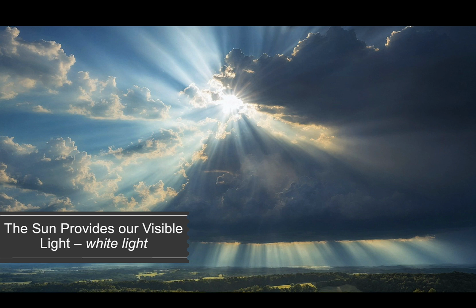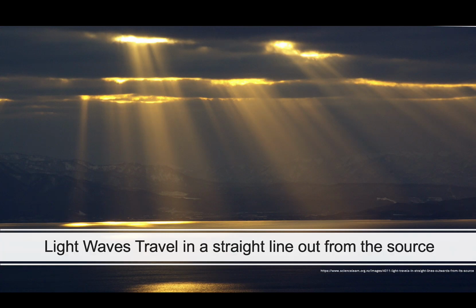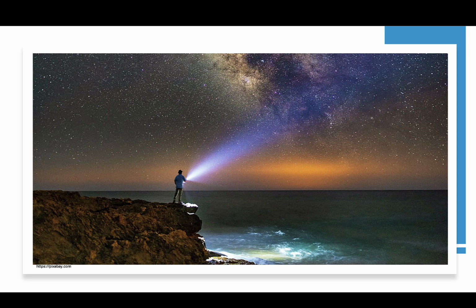The sun provides our visible light, and it provides it in the form of white light. And the light waves always travel in a very straight line out from the source. So if you look at light shining through clouds or through trees, you'll always notice a very straight line. And even if you look at a torch or a candle, the little rays coming from any of these devices or from the sun or from any light source whatsoever, they travel in direct straight lines.